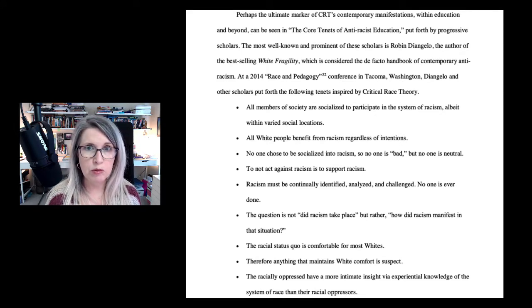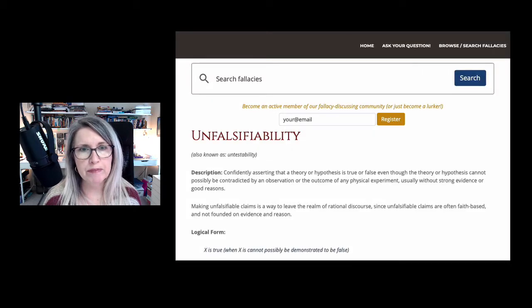Can that be known? Does that sound to you like somebody thought about that critically? That cannot be proven false? Is it falsifiable? What do I mean by falsifiable? Well, let's jump ahead, shall we? I think it's important. Unfalsifiability.